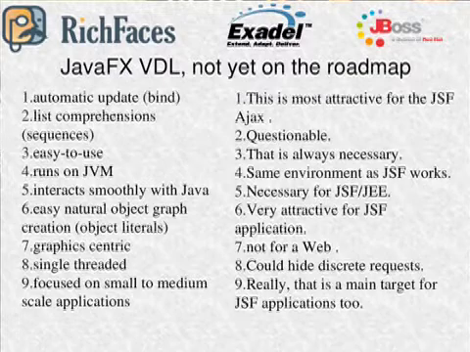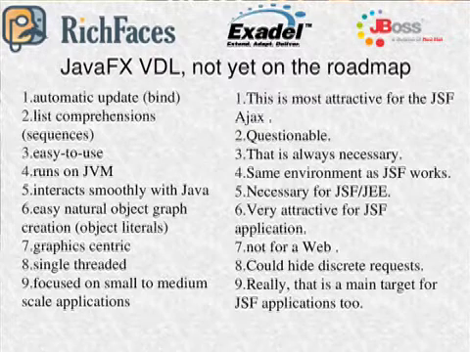It runs on JVM. Okay, it's good because it's the same environment in which Java Server Faces works. It interacts with Java. Of course, it's necessary for Java Server Faces, a Java Enterprise Edition application. Easy, natural graph object creation. It's very attractive for JSF because a Java Server Faces view is an exact graph of Java Server Faces components. So the model is the same. Graphics Center is not our target.